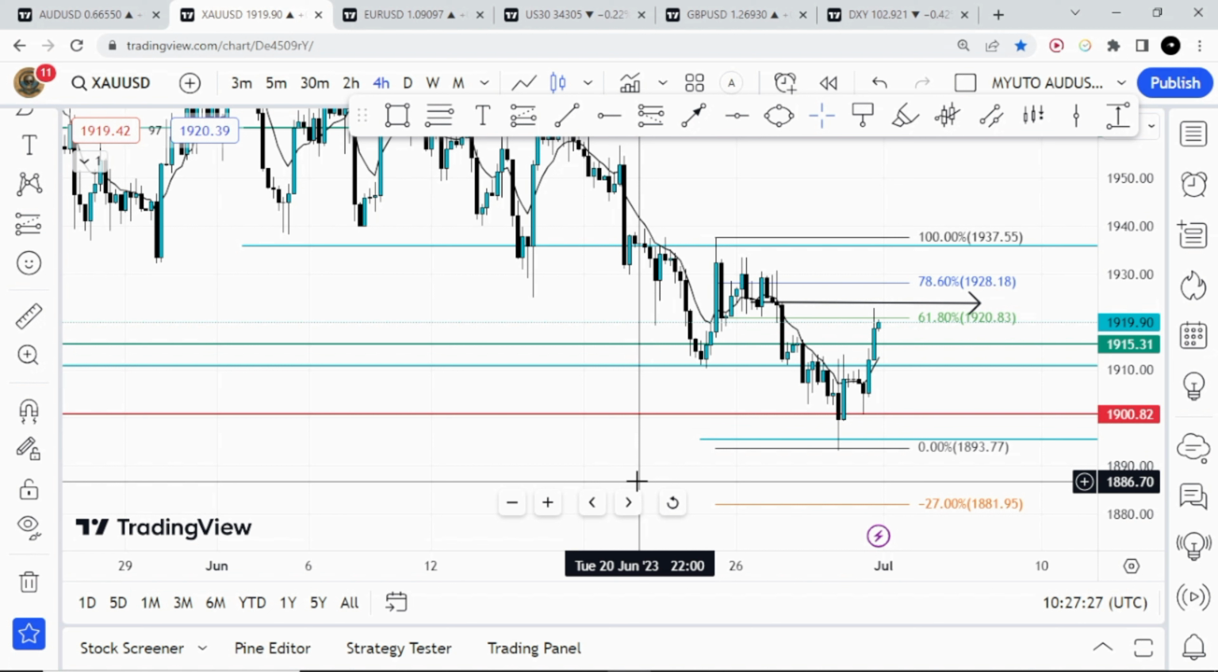For GBP USD, in the previous analysis video, my expectation was that price will not go above 1.2740. We then came to 1.2750, where we created a doji candle, followed by another doji, and then a bearish engulfing candle, and a push to the downside.